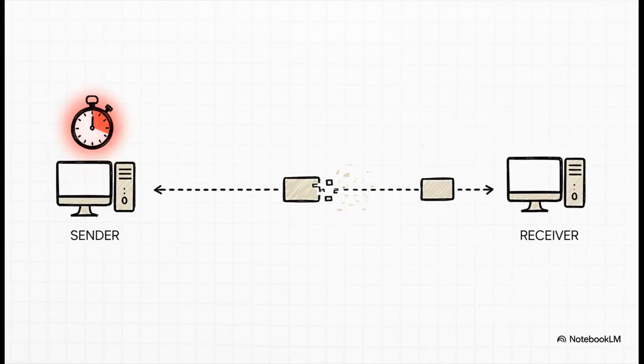So what happens if one of those "got it" messages never comes back? Well, TCP doesn't panic. It starts a little timer for every packet it sends. If the timer runs out, it just shrugs, assumes the packet got lost, and calmly sends it again. This simple little trick is what guarantees nothing ever gets lost for good.